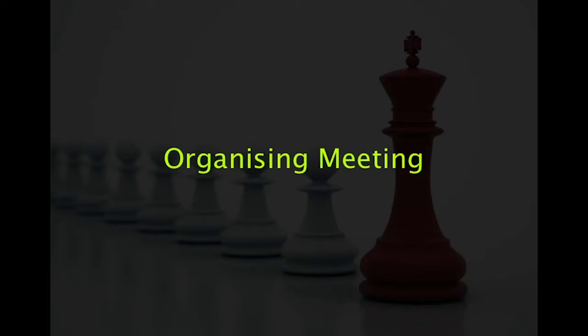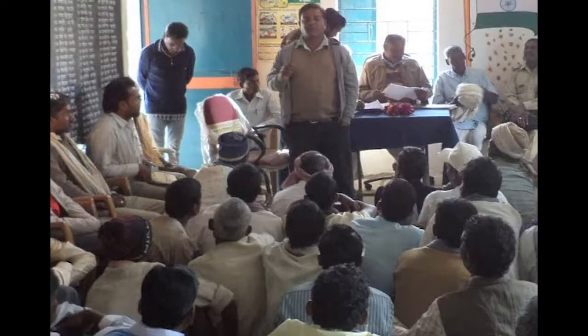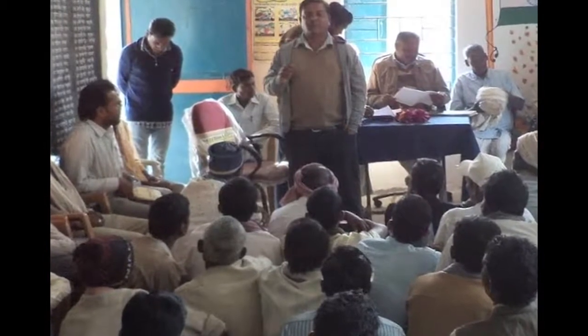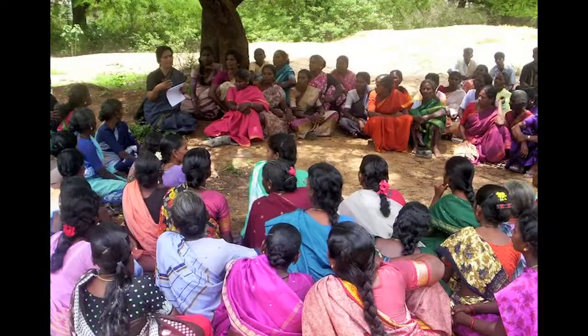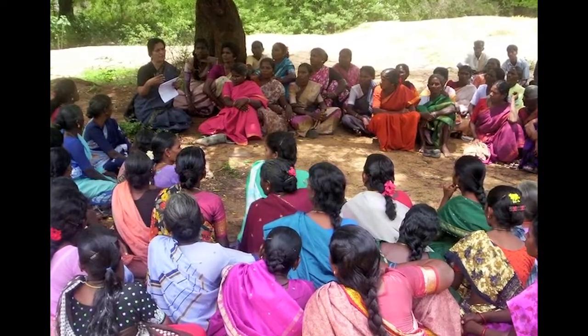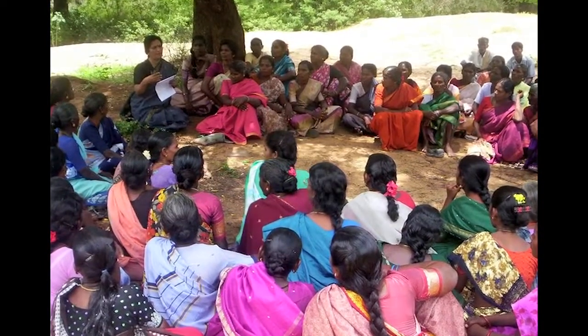Next, organizing meetings. Communication within the community and between the community and the organization is most important. There needs to be transparency in the dealings, for which formal and informal meetings have to be organized and information shared. The sharing of information enables sharing of responsibility and decision making.